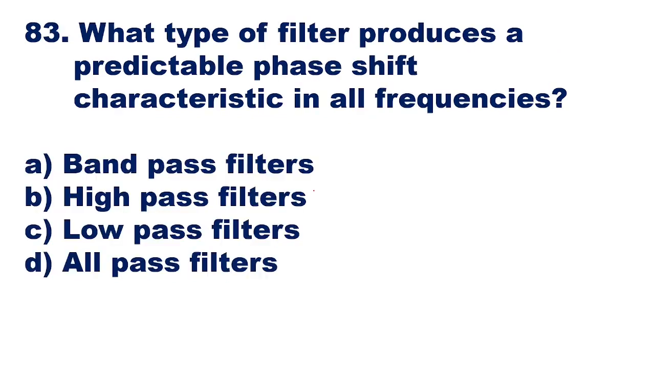Then we'll go to the next question. What type of filter produces a predictable phase shift characteristic at all frequencies? The filter which will pass all frequencies is called an all pass filter. It is going to pass all frequencies, but it will have a predictable phase shift in it. So the filter which produces a predictable phase shift characteristic at all frequencies is the all pass filter. So here option D will be the right answer, that is all pass filter.